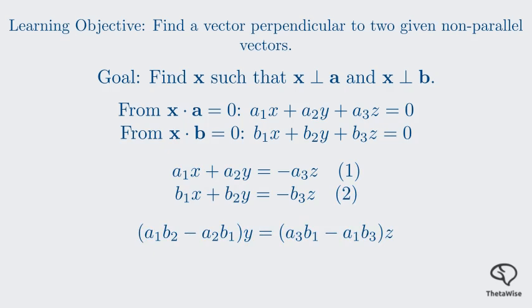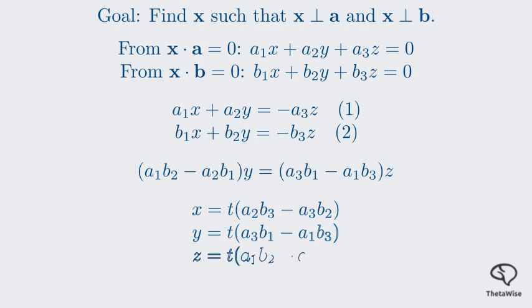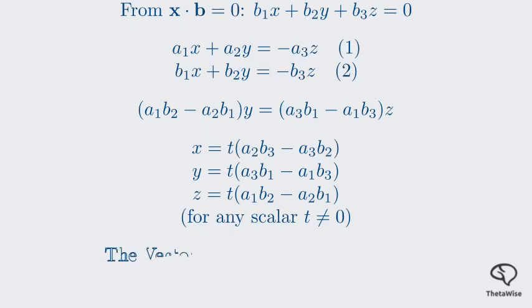The result of this lengthy algebraic derivation is the following. A solution vector x has components that are specific combinations of the components of a and b, all multiplied by some scalar t. This scalar t can be any non-zero real number. The direction is fixed, but the length can vary. This specific direction vector has a special name and notation. When we let the scalar t be 1, we get the vector a cross b.